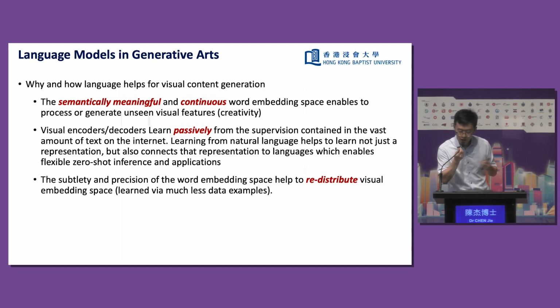Okay, so why is this helping in image generation? This text is given to you from a scientific point of view, right? Several keywords: semantically meaningful, continuous word embedding space, right? And visual encoders learn passively from the supervision containing the vast amount of data on the internet and redistribute visual embedding space, and so on. These are scientific words, right? But you don't need to understand them.